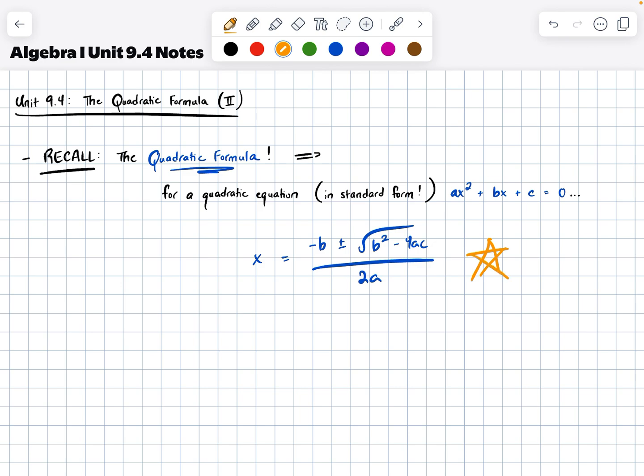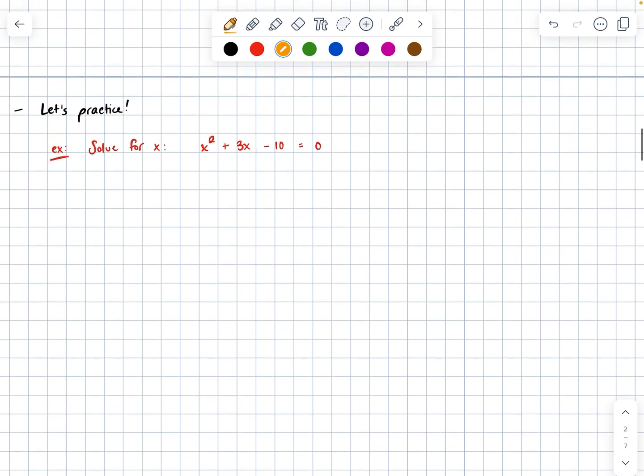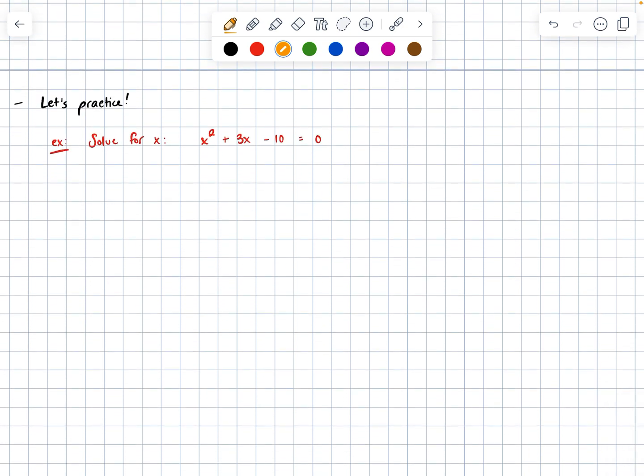Now, it's one thing to know this formula, which is important, but even more important is making sure we know how to use it. So since we've refreshed our memory on the what, let's refresh our memory on that how. I want to solve for x in the following equation, x squared plus 3x minus 10 equals 0. Let's get some practice using our quadratic formula. Take 2 minutes, solve for x. Let's do it. Go!